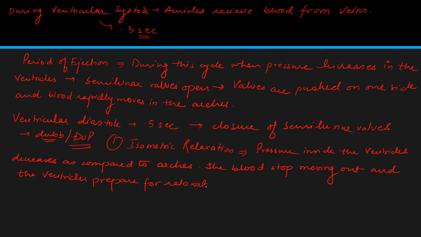This is the isovolumetric relaxation. Then rapid inflow. In ventricular systole, there was the period of ejection. This is rapid inflow. Second is rapid inflow.